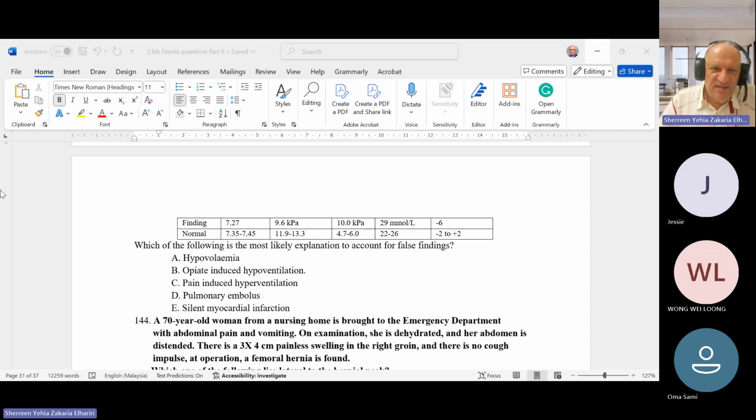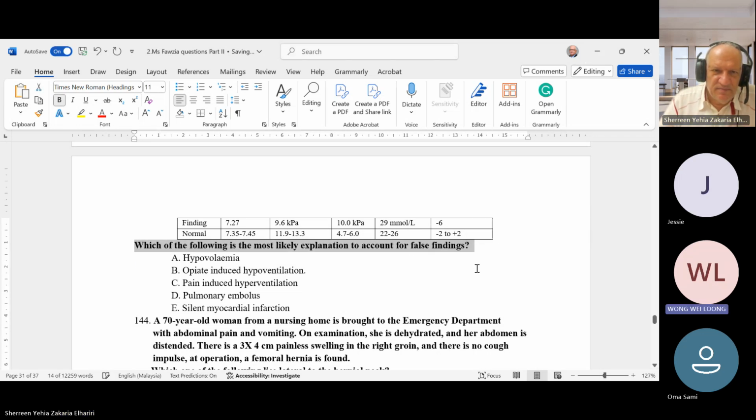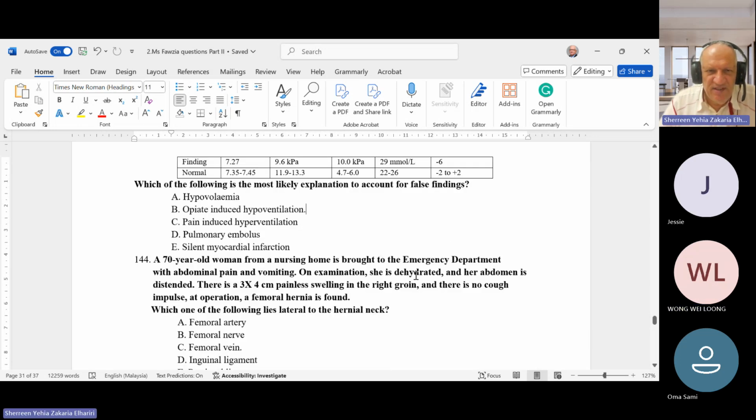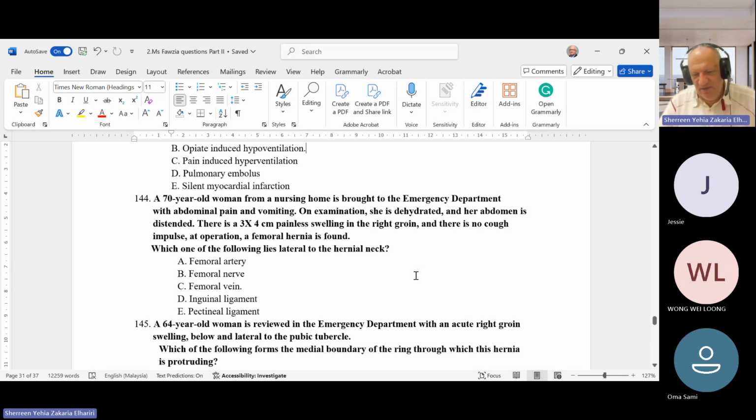So how to explain this? What is the cause of this respiratory acidosis? Opiate-induced hypoventilation. Yeah, opiate or morphine-induced hypoventilation can be complicated by respiratory acidosis.